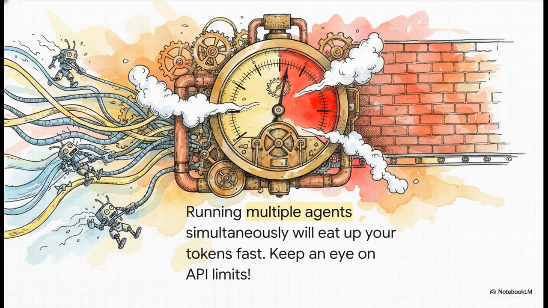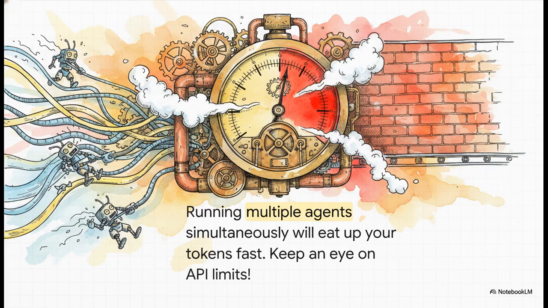But okay, we do need to pause for a quick reality check. Running multiple concurrent agents eats up tokens fast. The source material points out that having multiple agents running simultaneously is going to quickly consume your API limits. And honestly, rate limits can be a serious hurdle if you aren't careful.